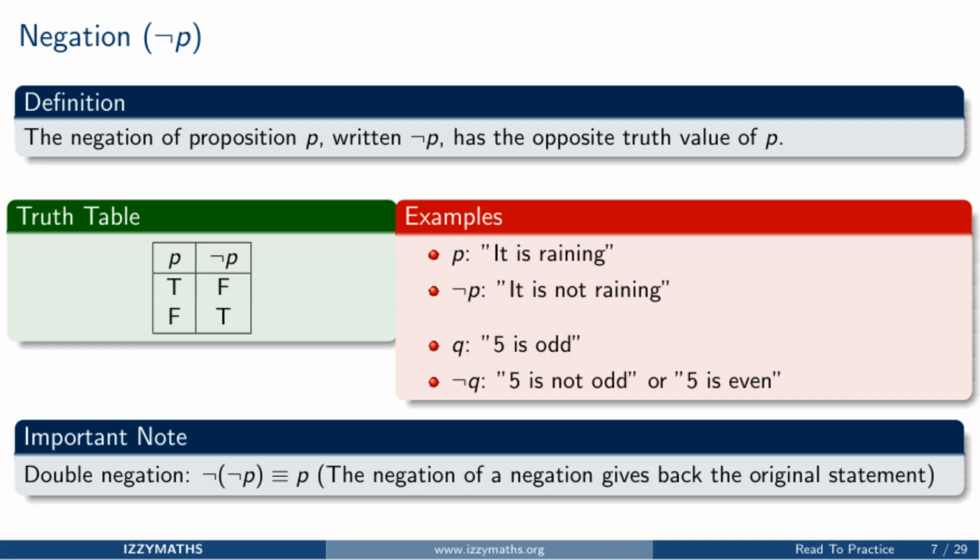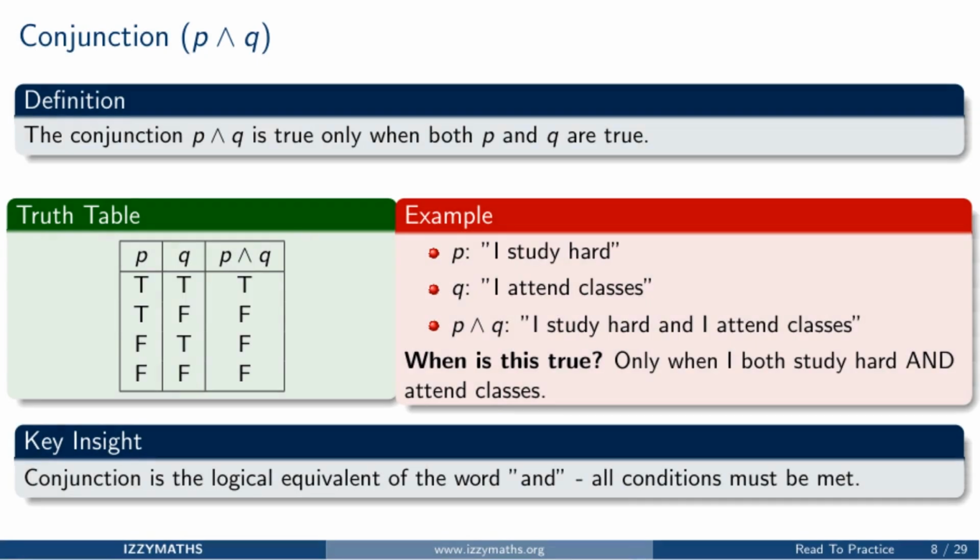An important note about double negation, not not P is equivalent to P. The negation of a negation gives back the original statement, which makes intuitive sense. Conjunction represents the logical and. The conjunction P and Q is true only when both P and Q are true.